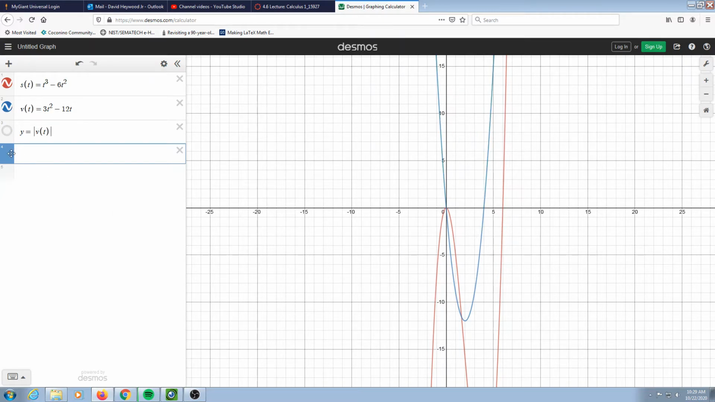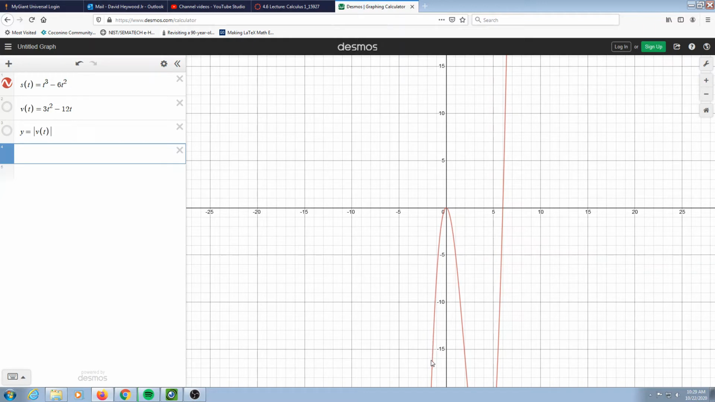Now, first of all, just comparing those two, the absolute value just takes all the negative stuff and makes it positive, which is why you get this little bend. But more interestingly, remember that the velocity is the derivative of the position function. The derivative is like the slope of the tangent lines.